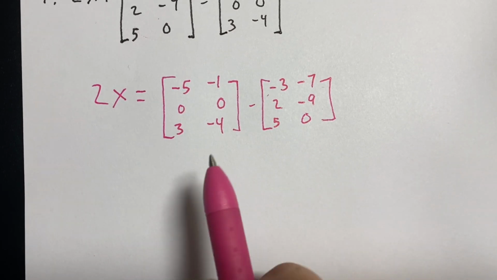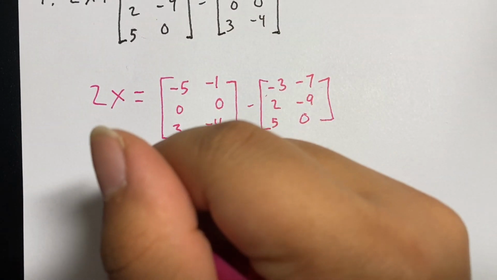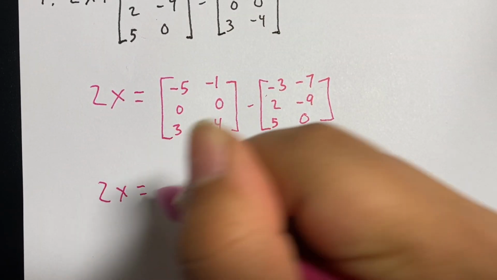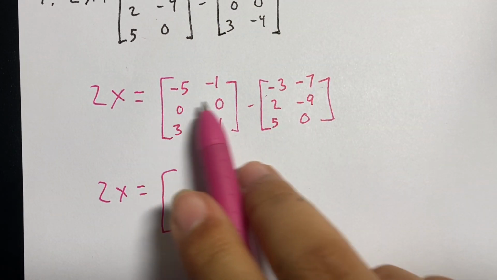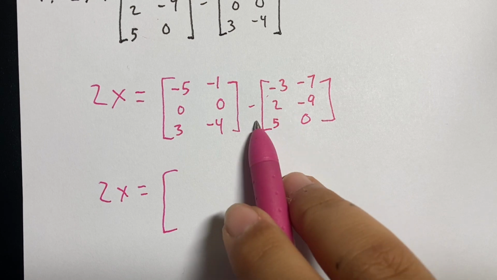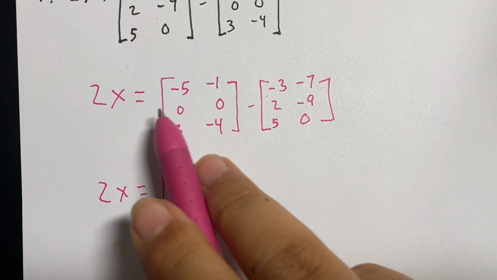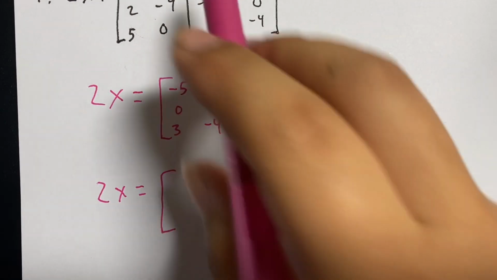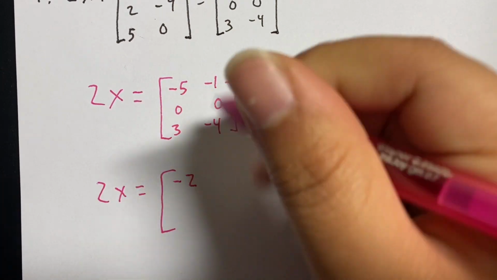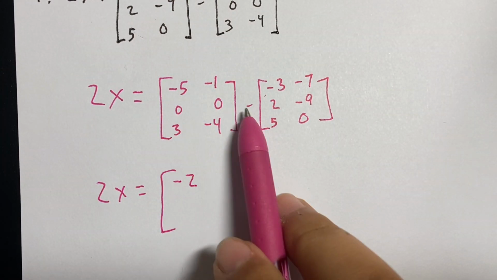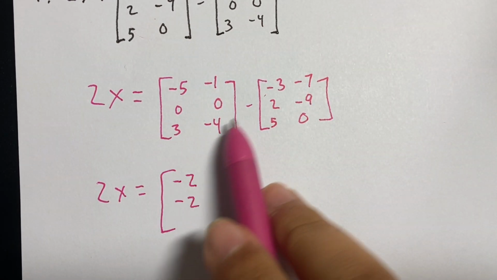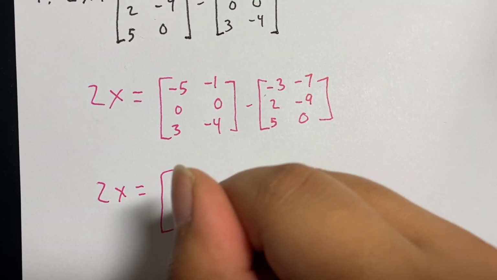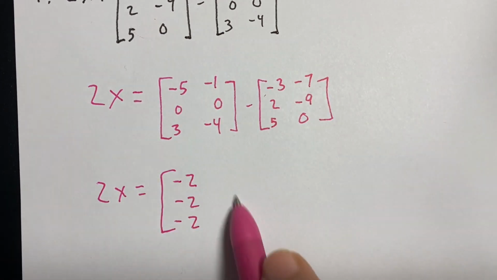So now we have two matrices subtracted from each other. So let's just go ahead and actually subtract those two matrices from each other. So first element minus first element, -5 minus -3. Well, since we're subtracting a negative number, it'll be the same thing as adding -5 plus 3. And -5 plus 3 is -2. Then we have 0 minus 2, which is -2. Then we have 3 minus 5, which is also -2. That's kind of ironic right there.